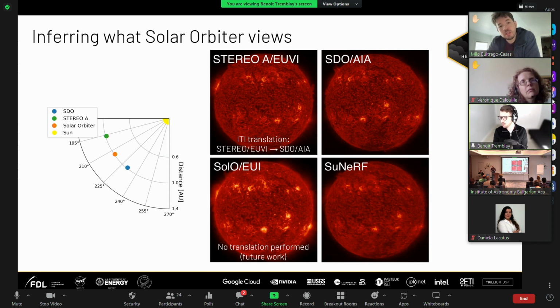Sure. Last idea: when you show the heights, it would be really cool to try to match that with the Parker spiral and see how that compares with the ballistic propagation of the PFSS models for the heliosphere.